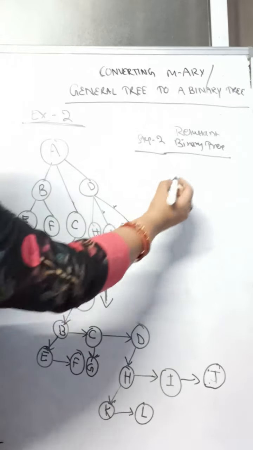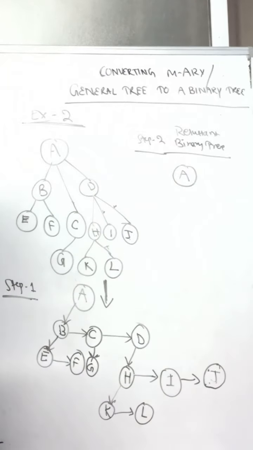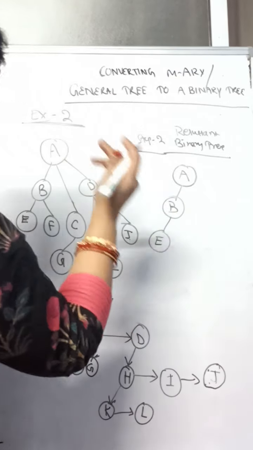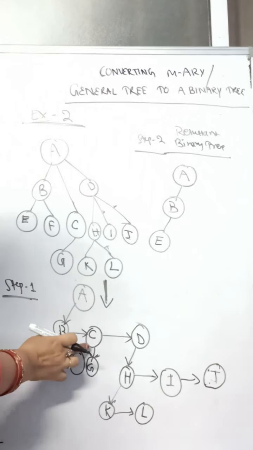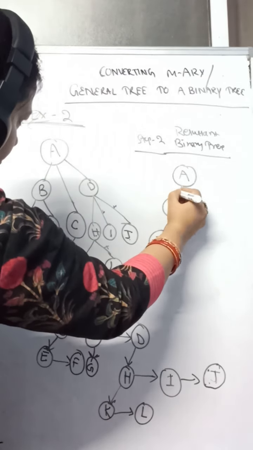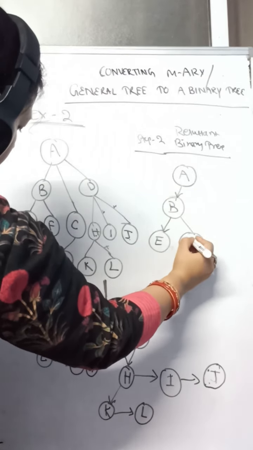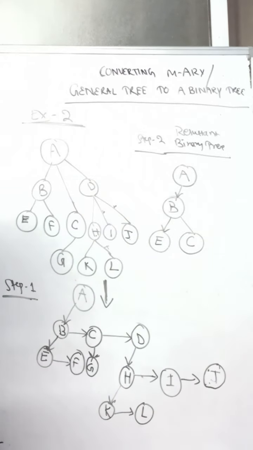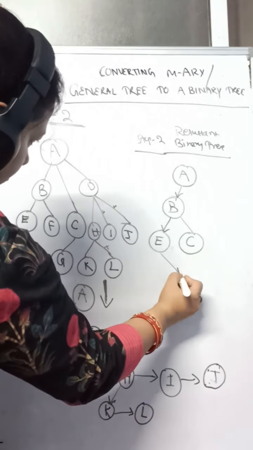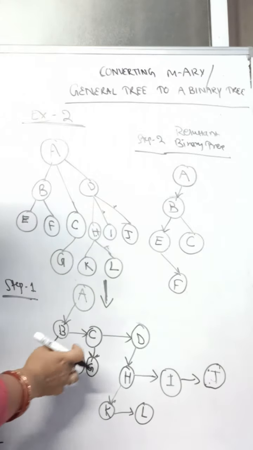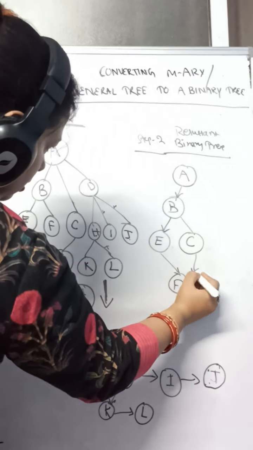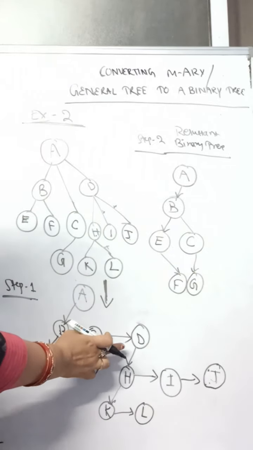So now what do I have to do? This is my root node, this is my leftmost node, again this is my leftmost node. Then B. Now C is the right child of B. Then E, then E's right child is F. Then C's left child is G. C's right child is D.